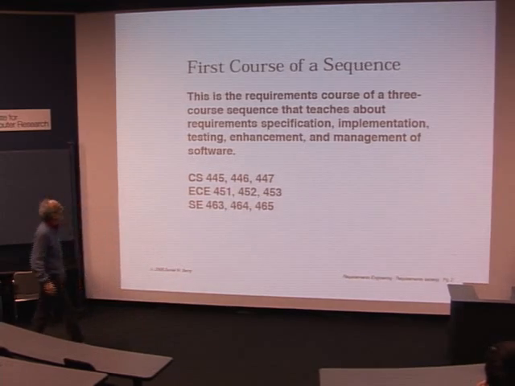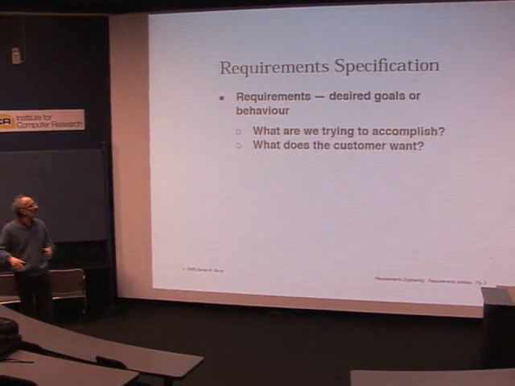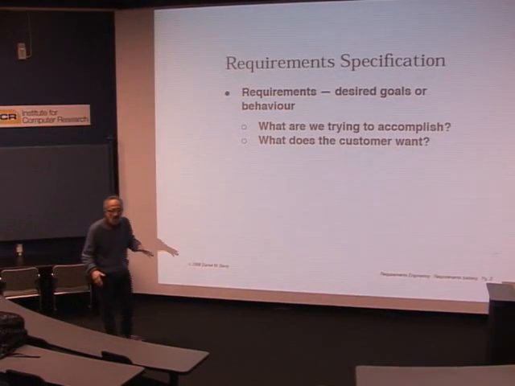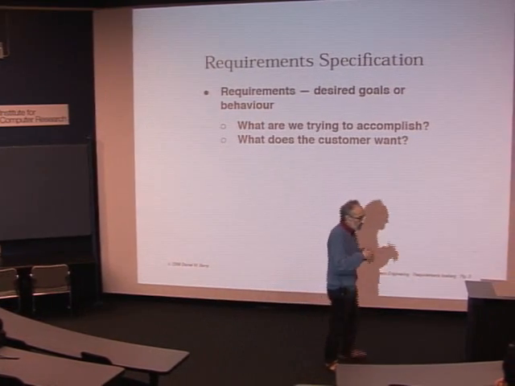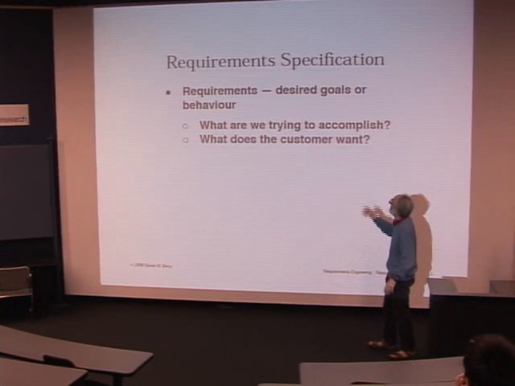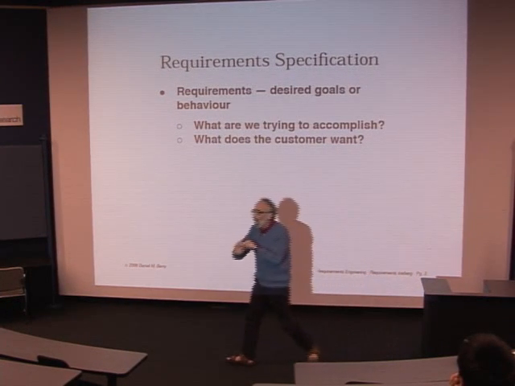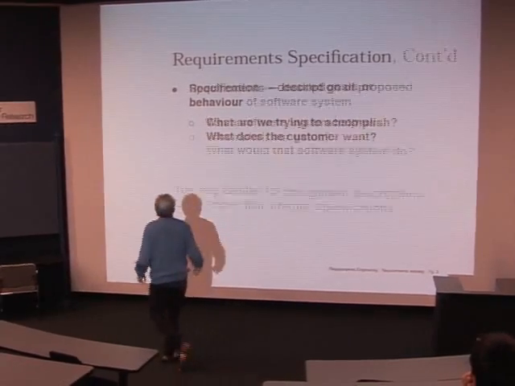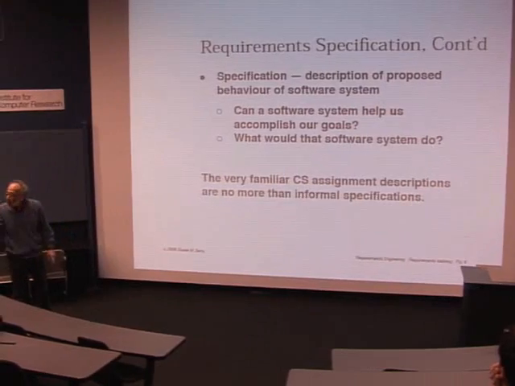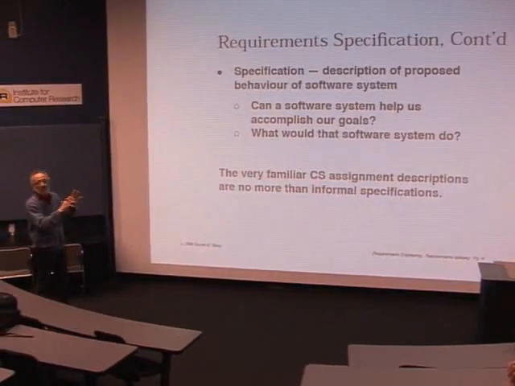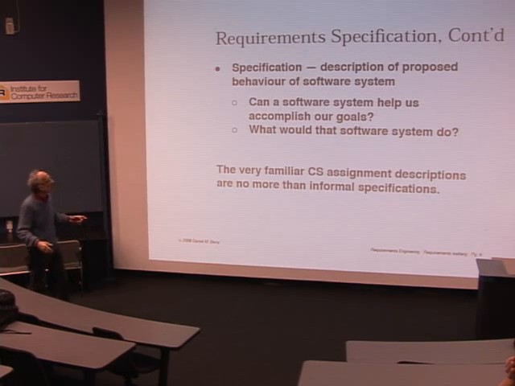Next slide. This course is about requirement specification. Requirements are the desired behavior of systems that you want to build, software primarily. What are we trying to accomplish? And most importantly, what does the customer want? Next. A specification is a description of the proposed behavior of the system. That is a description of the requirement.